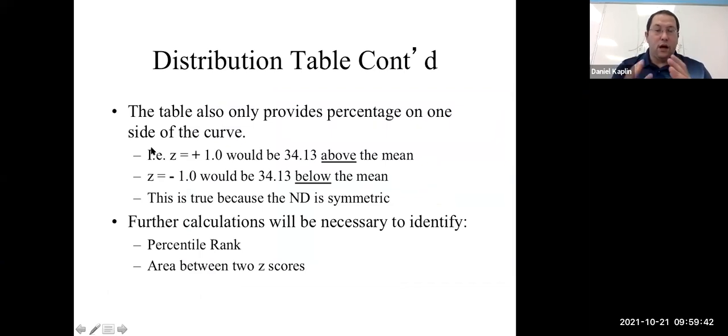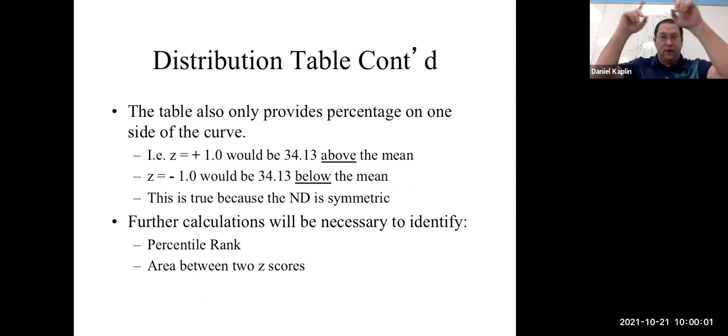Another important point when we're talking about area under the curve, it's remarkable because the closer you are to the mean, the more cases there are. So actually, between 0 and 1 there are more cases than between 1 and 2.